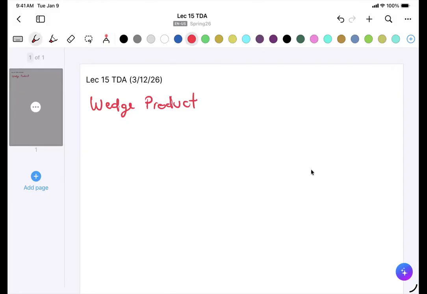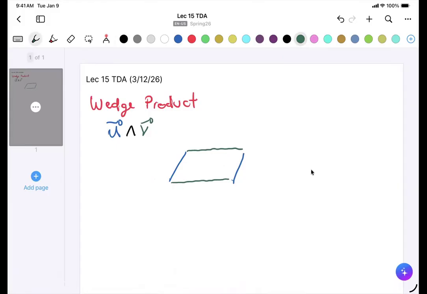But okay, so what is the idea? If you have two vectors u and v, and you want to do u wedge v, the way this is interpreted is that, in terms of a picture, you draw a parallelogram whose sides are the vectors u and v. So let's say that this is u and this is v.